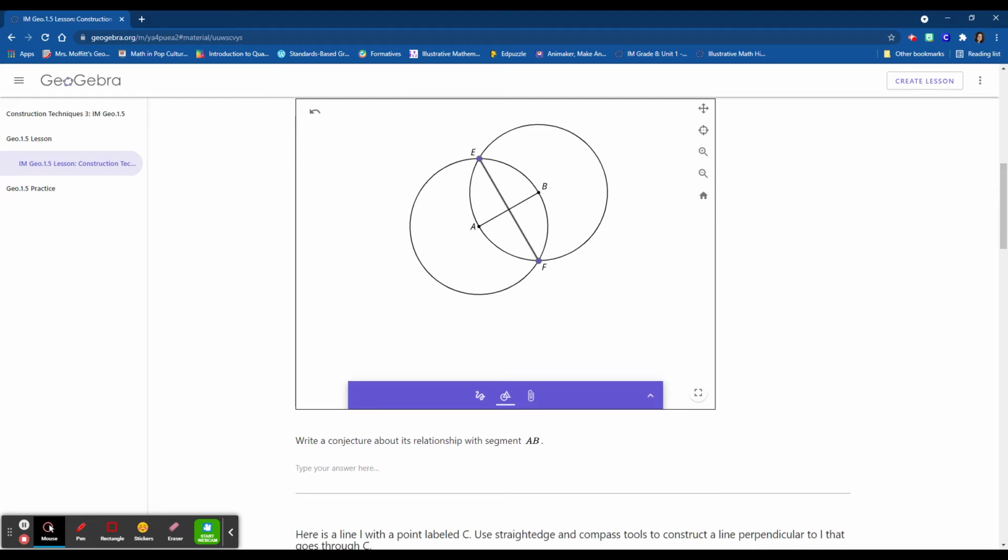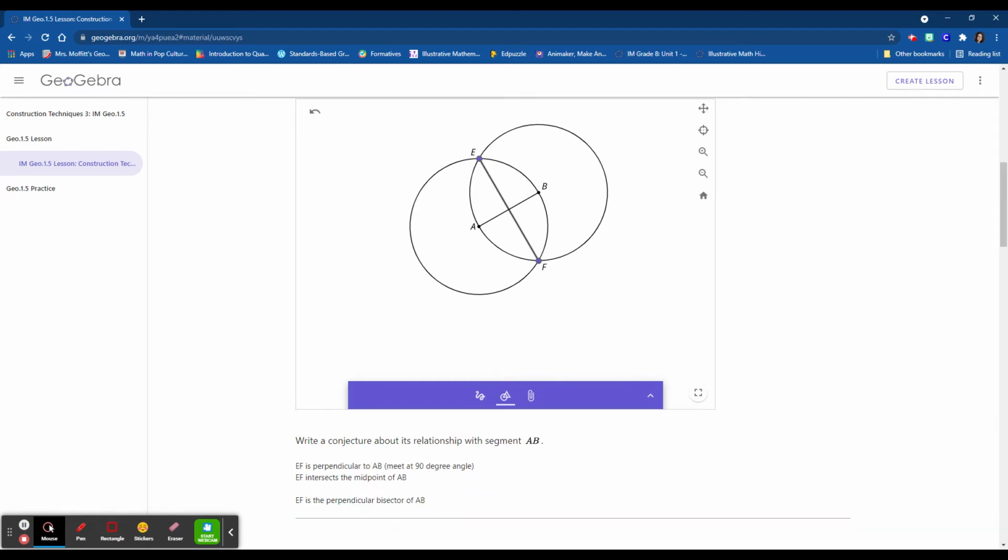The next problem says write a conjecture about its relationship with segment AB. So I have my segment EF, and then I have my segment AB. Well, I noticed that I have my two congruent circles, and E and F were the intersection points, and these are the same kind of movements that we were using when we were constructing those perpendicular bisectors. So I think my conjecture, my hypothesis about EF and how it's related to AB, it sure looks like that's a 90-degree angle right here. And it seems like this point where these two lines cross each other is the midpoint for AB.